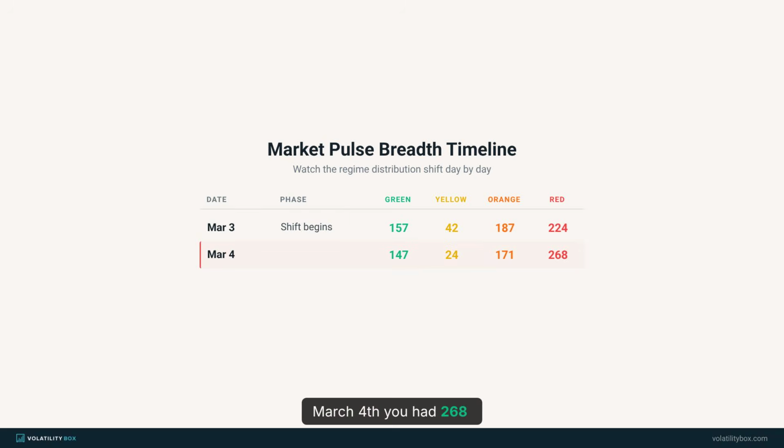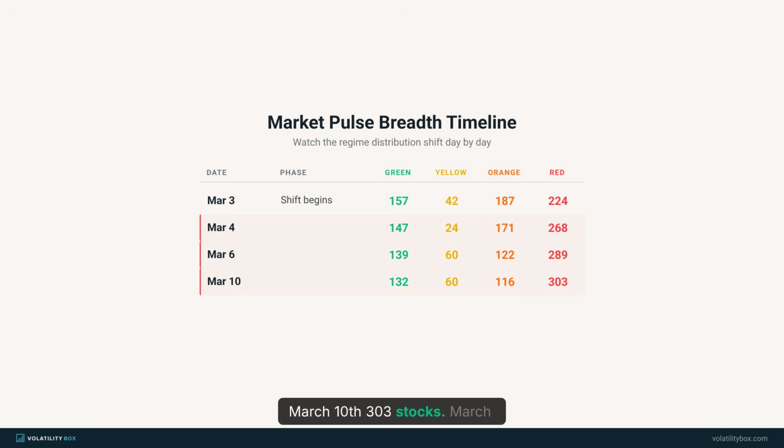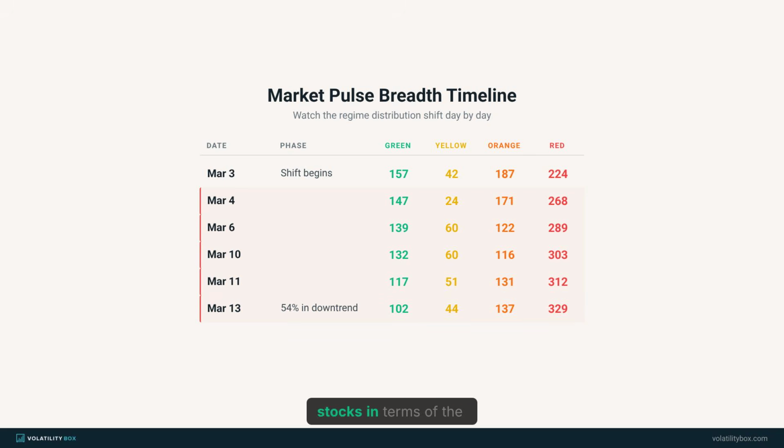March 4th, you had 268 stocks. March 6th, 289 stocks. March 10th, 303 stocks. March 11th, 312 stocks. By March 13th, red had reached 329 stocks in terms of the market breadth. That is 54% of the entire universe in downtrend. More than half of the market was already falling, and still the VIX had yet to react. Let me say that one more time, just so I think this concept really gets hammered down.